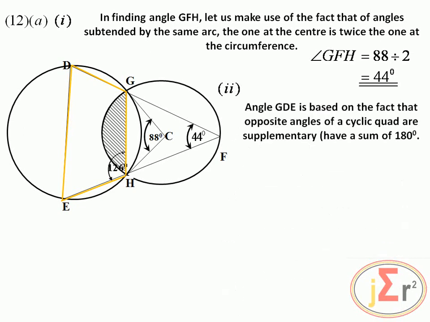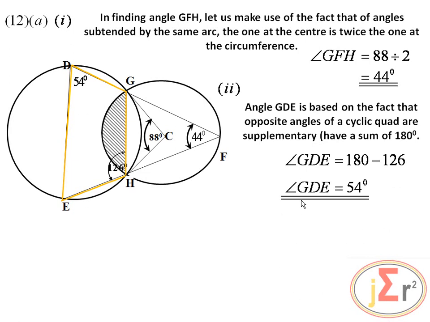To find GDE, angle GDE is based on the fact that opposite angles of a cyclic quadrilateral are supplementary. They add to give 180 degrees, opposite angles of a cyclic quad. One angle is 126 degrees. The one opposite to it is the rest of 180 degrees. It is 54 degrees, and we are happy.